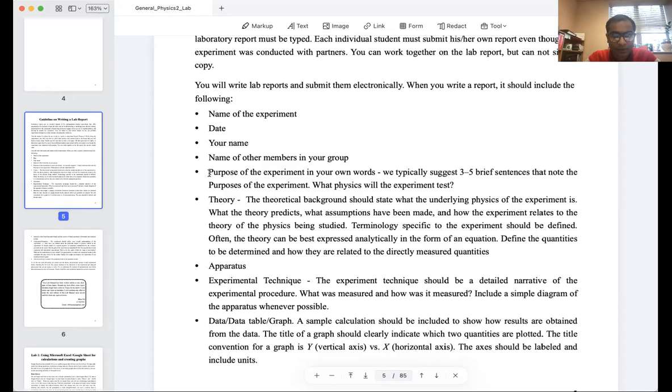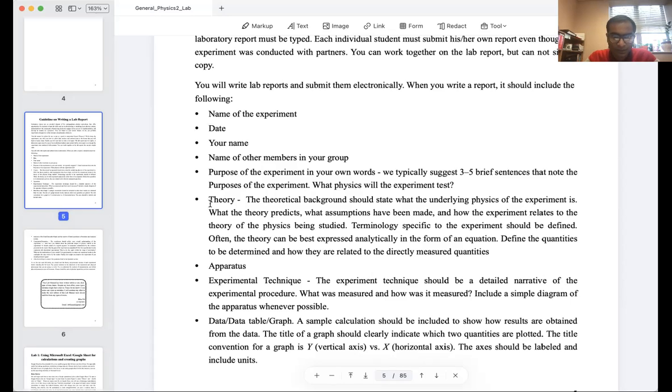Then the purpose or objective of the experiment. In the lab manual for each lab, I put some objectives. So do not just copy word by word. Read those objectives and use your own words to write about the objective or the purpose of the experiment.